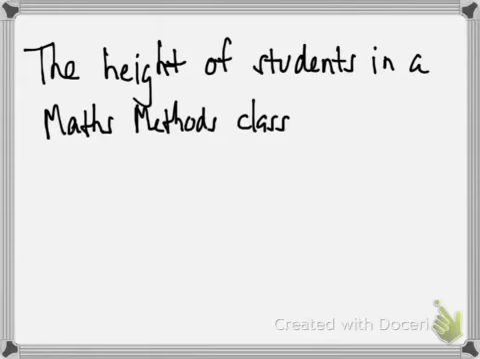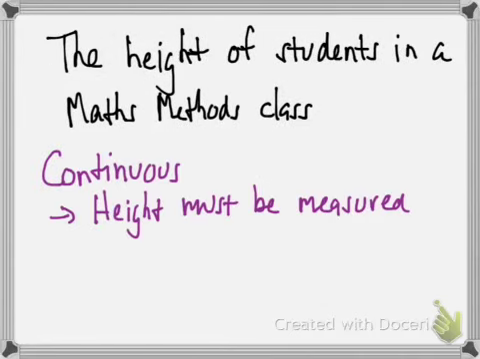The height of students in a maths methods class. Now I know you will think, but you just round off to 175 centimetres. But as soon as you're doing height, it's continuous, as height can be measured. As soon as you start measuring something with a measuring tape or a stopwatch, it's continuous. It can take a range of different values, not just discrete whole number values.